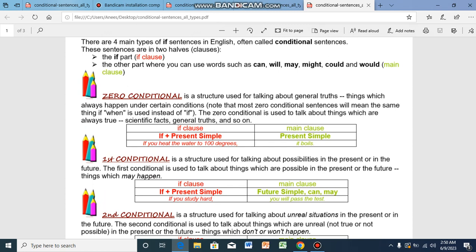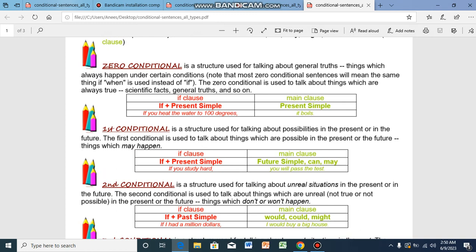Number one is the zero conditional. The zero conditional is a structure used for talking about general truths, things which always happen under certain conditions. Note that zero conditional sentences mean the same as always true, for example, scientific facts, general truths, and so on. The structure for zero conditional sentences is that in the if clause we use the present simple tense, and the same tense is used in the main clause.